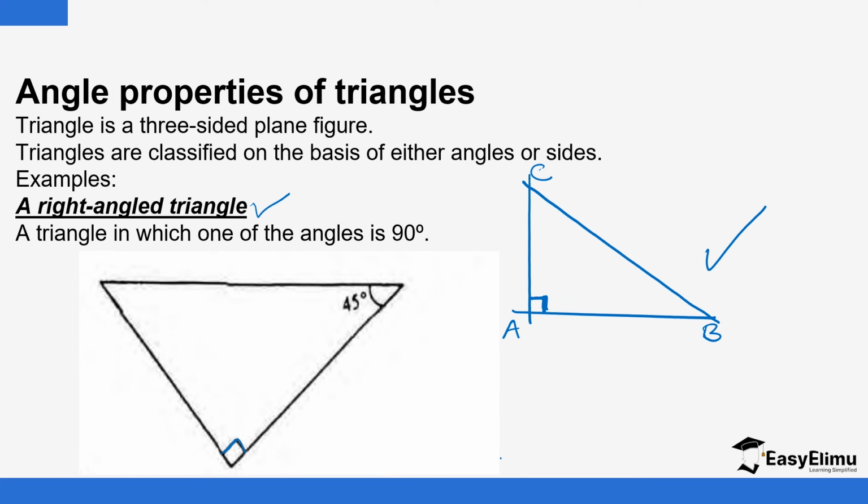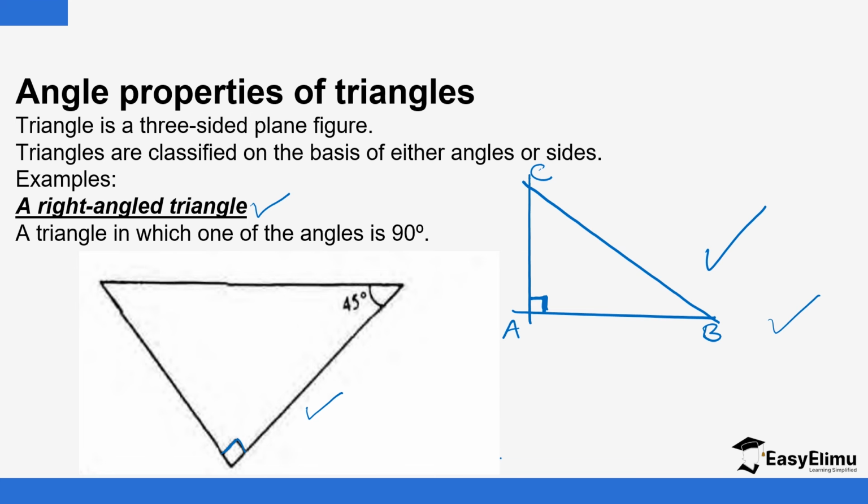Remember, this is just mathematics form 1. We'll be going to mathematics form 2, form 3, form 4, and after that, university. You'll still be using this term, right angle triangle. So every time this word right angle triangle is used, you know that is a triangle with one of the interior angles being 90 degrees. So you see, a good example is there.